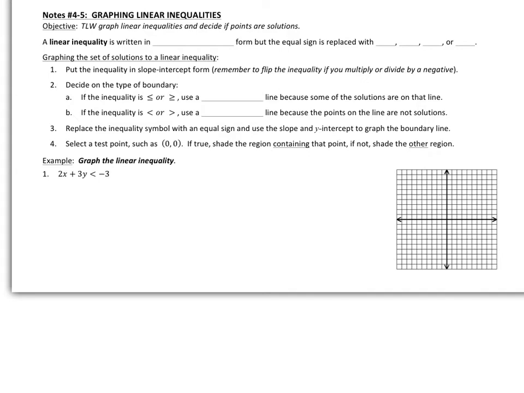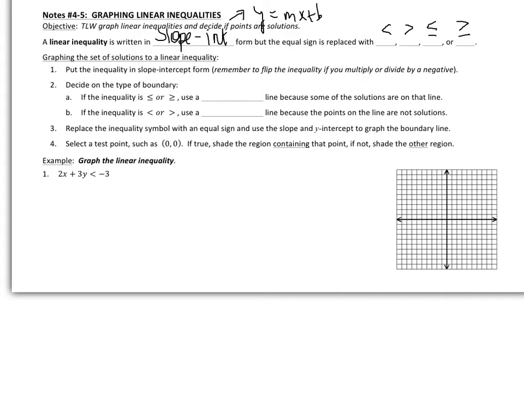So our objective is that the learner will graph linear inequalities and decide if points are solutions at the end of this lesson. A linear inequality is written in slope-intercept form. And remember, that's just y equals mx plus b. But the equal sign is going to be replaced with inequalities. If you remember what those are, that's the less than, the greater than, less than or equal to, or greater than or equal to.